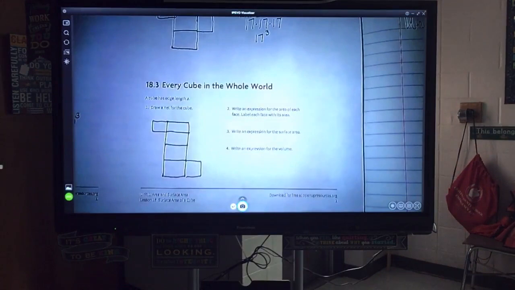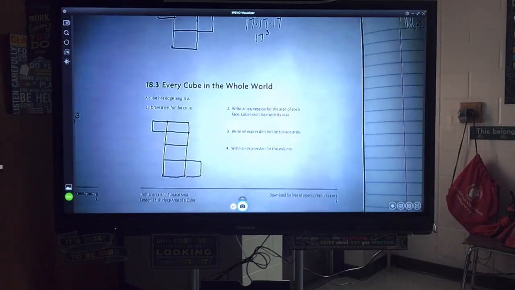Again, a different net. So if you did not get to this one, please go ahead, just make sure you get that net down. So this time now, what does this cube not have? It says a cube has edge length S. What does this cube not have that's different from the last 2 cubes that we did? Mason? Numbers. Doesn't have any numbers, but does it have a length and a side? Yes, it does. What is our length?